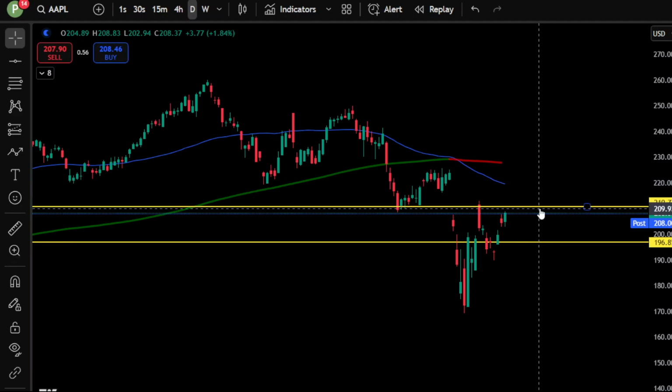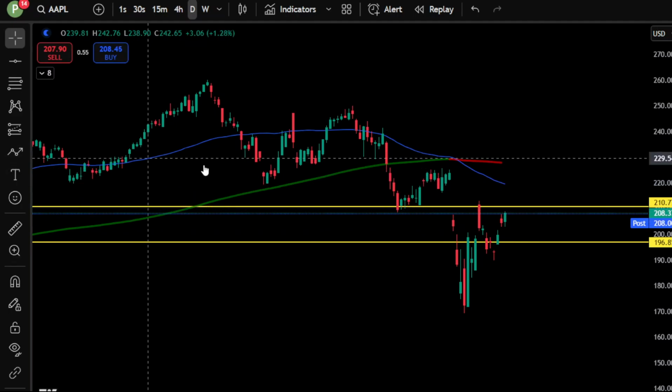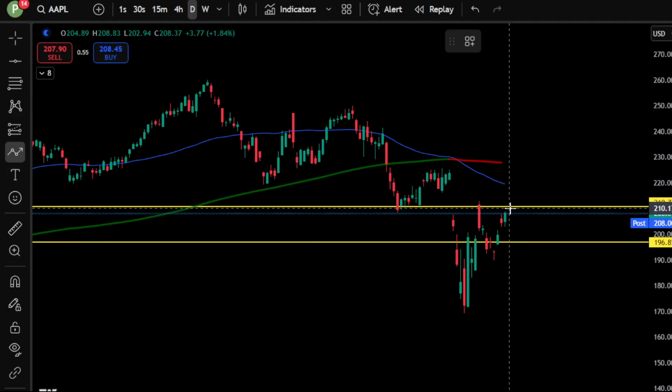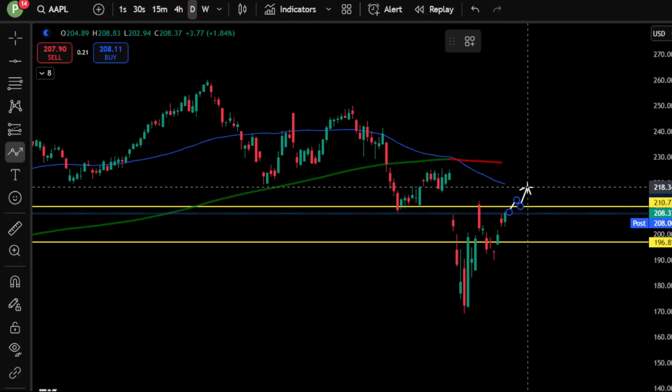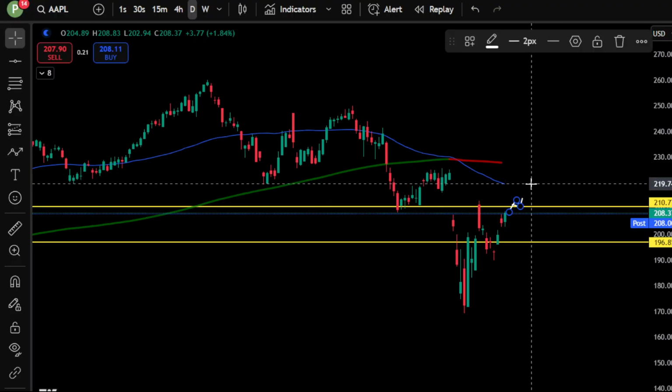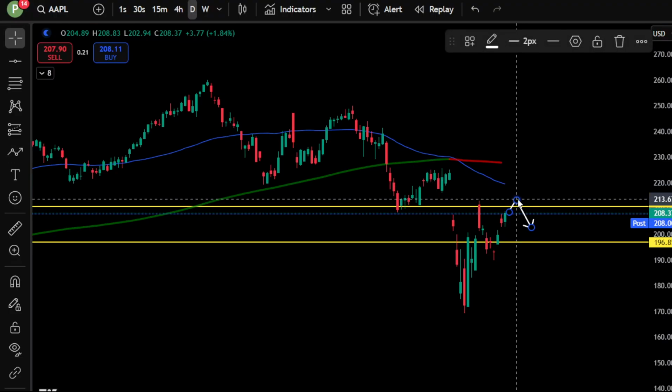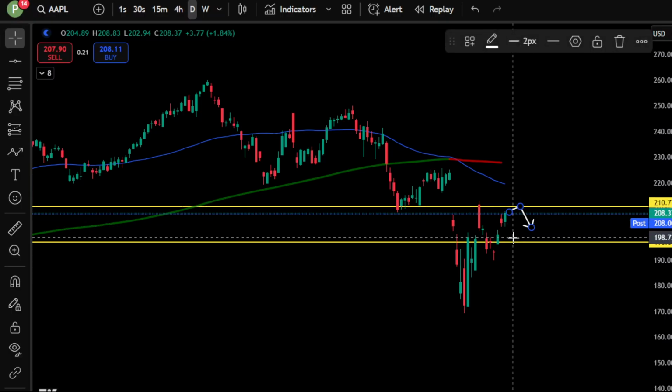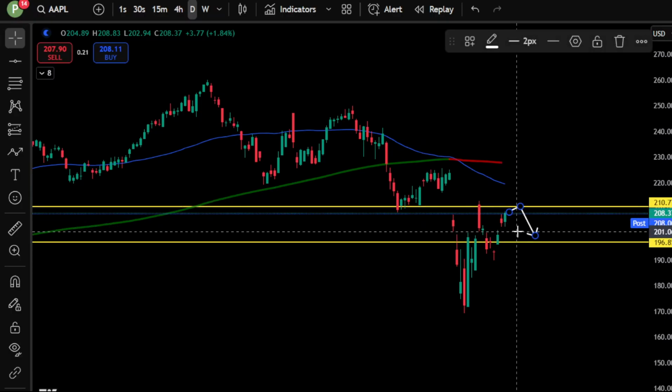But ultimately, if Apple manages to break above 210, and actually holds 210, 212, right? Break, retest, and hold, you're looking at a gap fill all the way to 220. There's also a scenario where Apple just simply rejects from here and fills this gap towards the downside. All right.